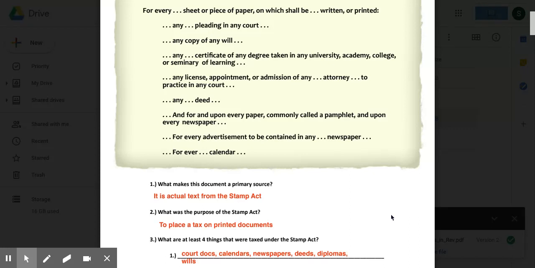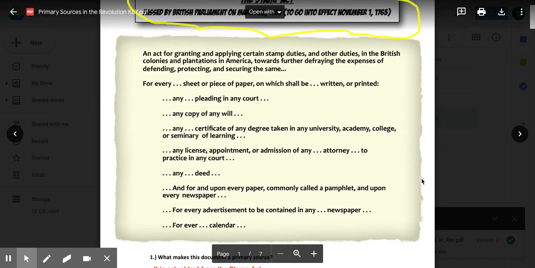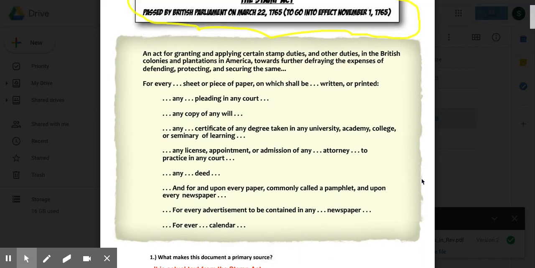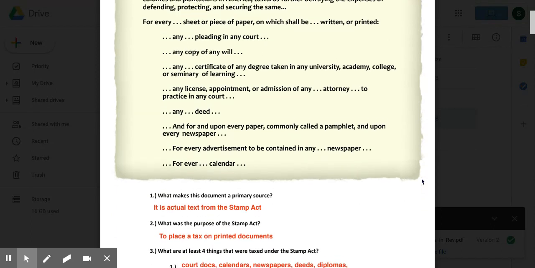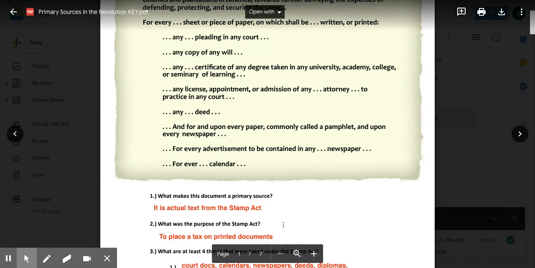The second question was asking, what was the purpose of the Stamp Act? Well, as you guys should know from notes and from class, it was to tax things, right? But it's asking what kind of things were being taxed, because it wants to know what was the purpose of it. You probably could have had a bunch of answers for number two. It was a tax to create revenue for the British government after the French and Indian War. It was a tax to help the British government get out of debt.